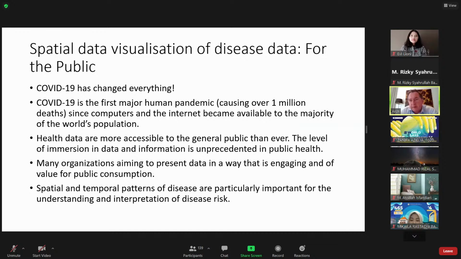So when we talk about spatial data visualization in the context of public health, there are typically two different audiences for those disease maps. One is the general public. The other is health professionals that utilize maps in either developing policy or implementing public health programs. So I'm going to talk for a little while about two different examples: one focusing on spatial data visualization for the general public, and one on tools that have been developed for healthcare professionals to use.